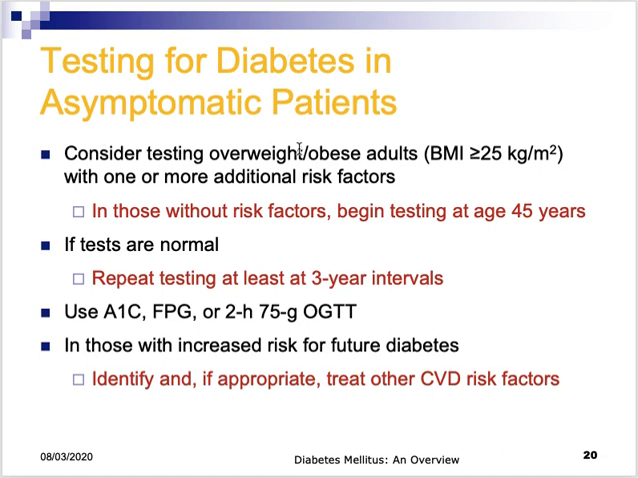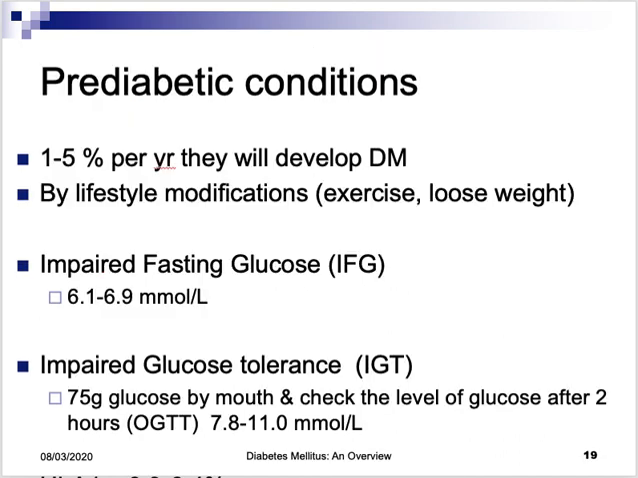Consider testing in overweight, obese adults whose BMI is more than 25, or with one or more additional risk factors, like if someone is more than 45, you can test them. If tests are normal, repeat testing at least at 3 year intervals. Use HbA1c, fasting plasma glucose, or the 2 hour, 75 gram oral glucose tolerance test. Simply, anyone whose values come back as these, as I told you, we tell them that they are in a pre-diabetic condition.